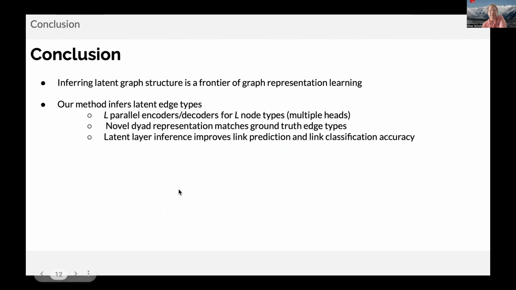Okay, those are takeaways. All right, let me summarize. So inferring latent graph structure is one of the big open areas and directions of current research in graph representation learning. Our paper addresses an aspect of that task, which is to infer latent edge types.